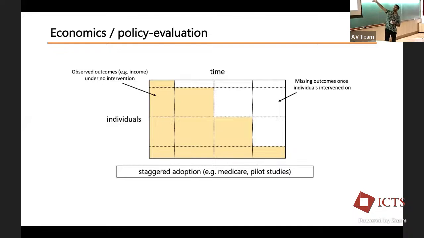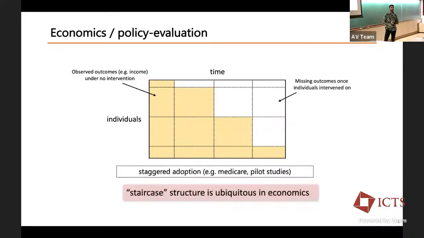And what you want to generally know in these kinds of settings is what would have happened to, say, an individual or a city if they'd stayed in the regular intervention. Had they not moved to the new intervention, what would have happened? This is a kind of counterfactual question that people care about. And what you see is that in economics and in policy evaluations, a kind of staircase structure is what shows up.